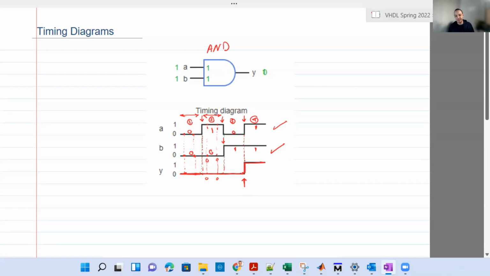Remember, this is a circuit. So if you have an oscilloscope, a CRO device that displays to you the shape of a signal, it will be a continuous function. That's the first example.